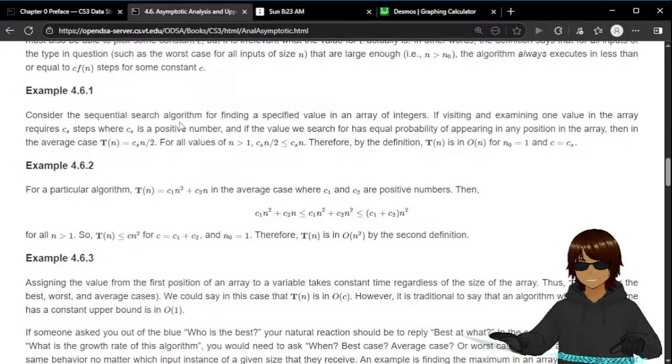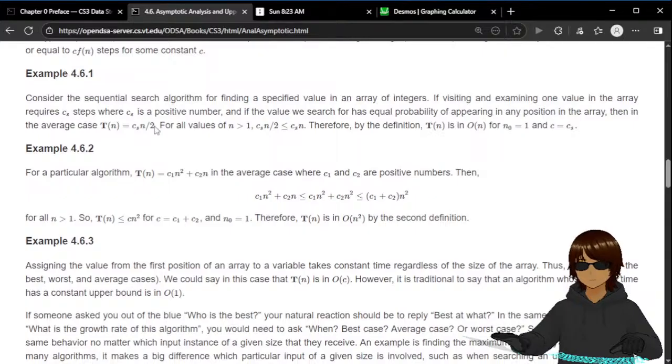Consider the sequential search algorithm for finding a specified value in an array of integers. Visiting or examining one value in the array requires c_s steps, where c_s is a positive number. If the value we search for has equal probability of appearing in any position in the array, then in the average case, T(n) is equal to c_s n over 2. By the definition, T(n) is in O(n), for n naught equal to 1 and c equal to c_s.